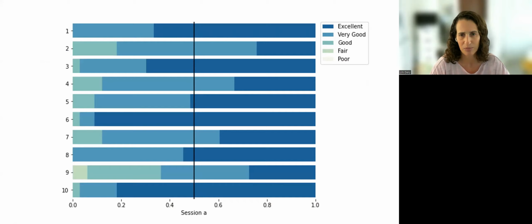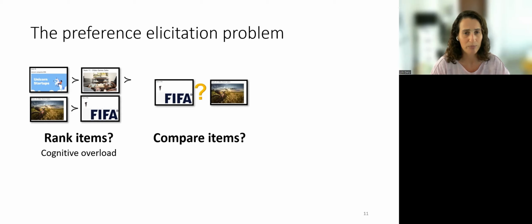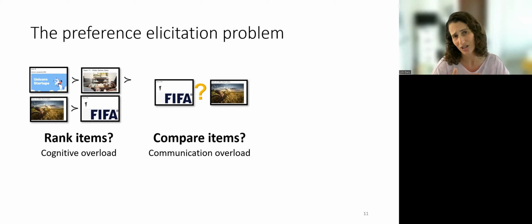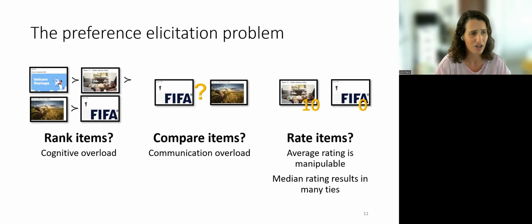So if I sum up the preference elicitation problem, it's a problem to rank items because I get a cognitive overload. It's difficult to do. It's a problem to compare items because then I have a communication overload. That's just a lot of communication I need to get going with a student, and people will probably give up or start answering randomly sometime during the process. And I can ask people to rate items, but then if I use the average, it's manipulable. And if I use the median, I have many ties.